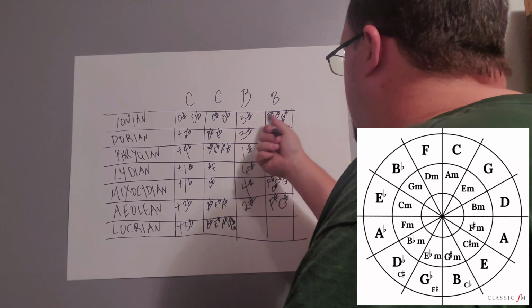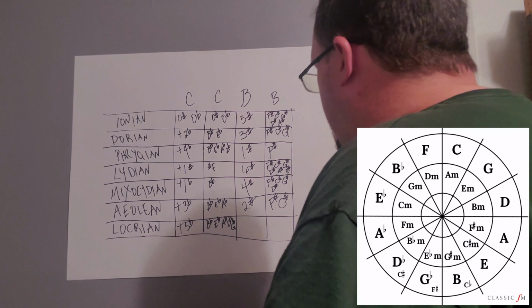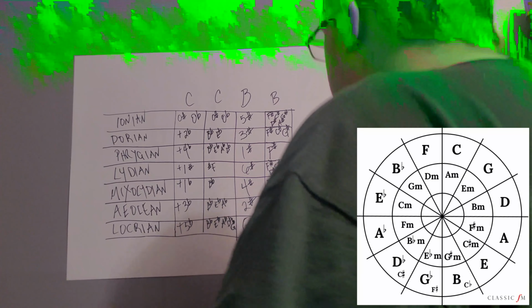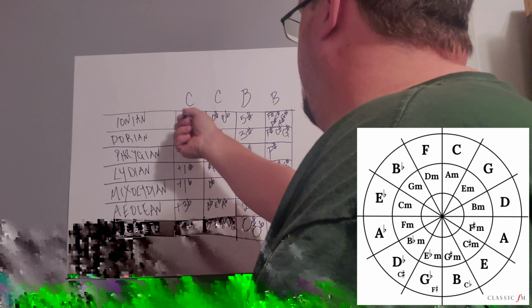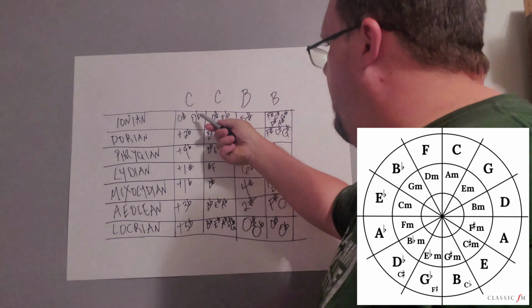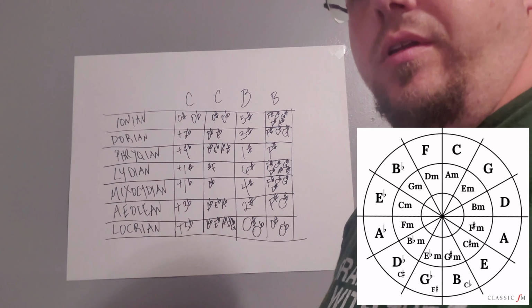In Locrian, you're going to take away all of these sharps. It's going to have the same key signature as C major. And you can take this and apply it to any tonal center.